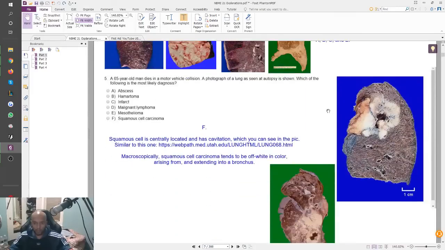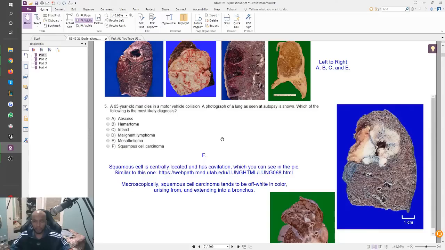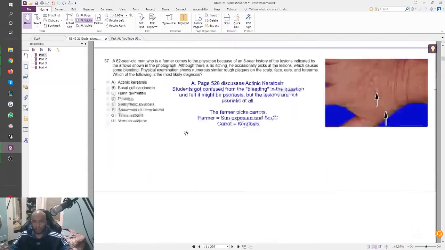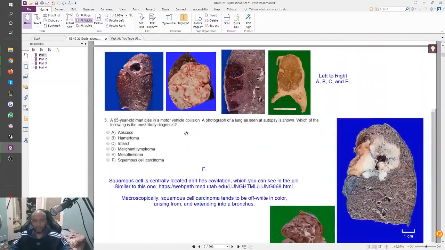Number 9 also is an image. This was a really interesting question. Oh wow, it looks like NBME 21 was full of images. It's like every question is an image. Anyway, this is number 7, I mean. Number 7: a 65-year-old man dies in a motor vehicle collision. A photograph of a lung as seen at autopsy is shown. Which of the following is the most likely diagnosis? So you got your autopsy done, and this is what you're looking at.